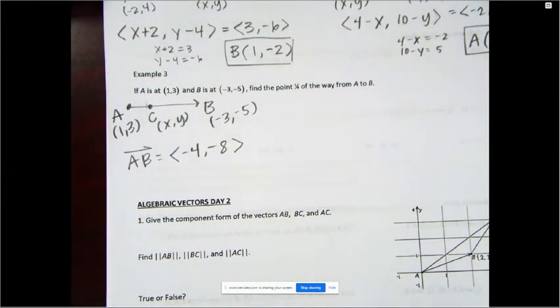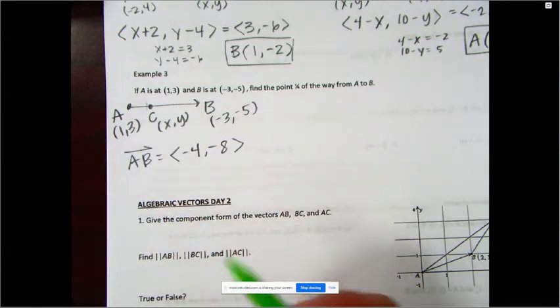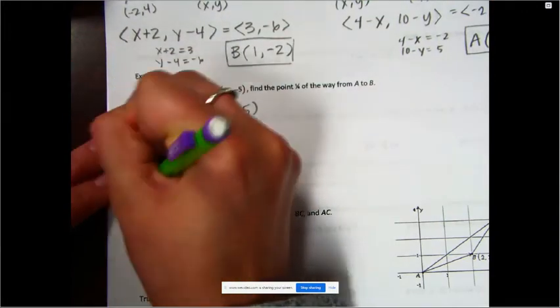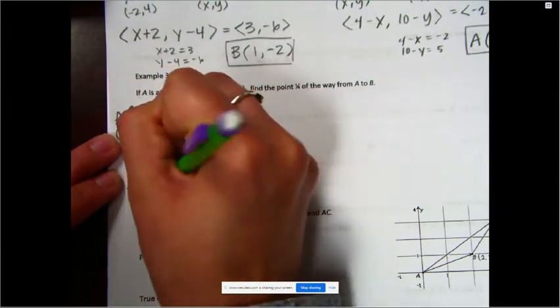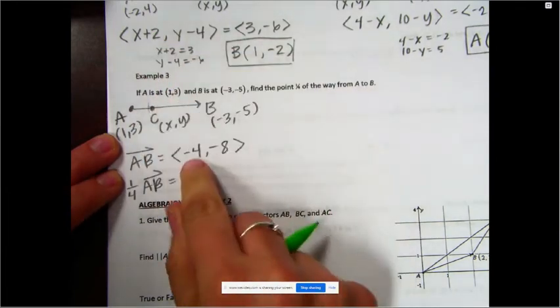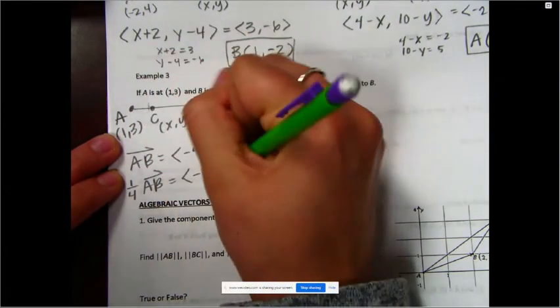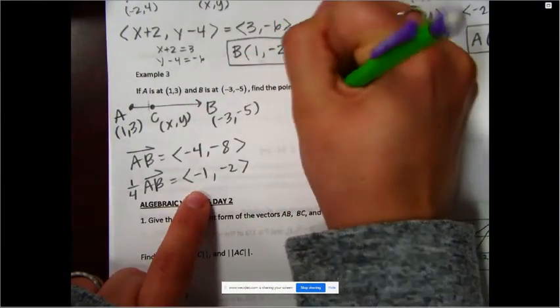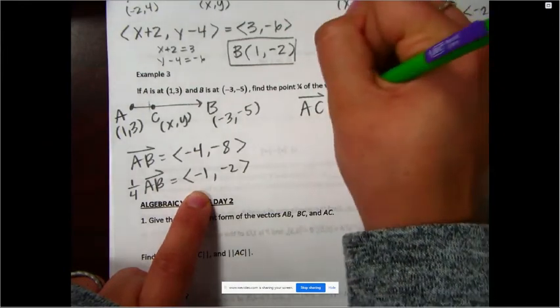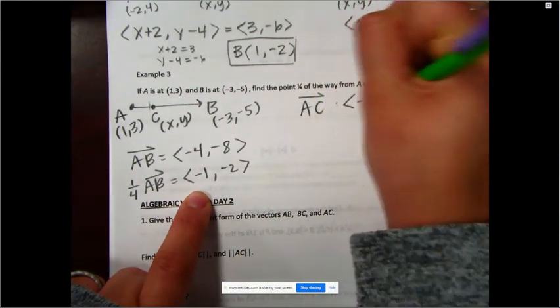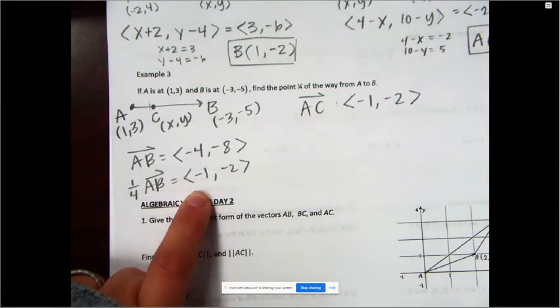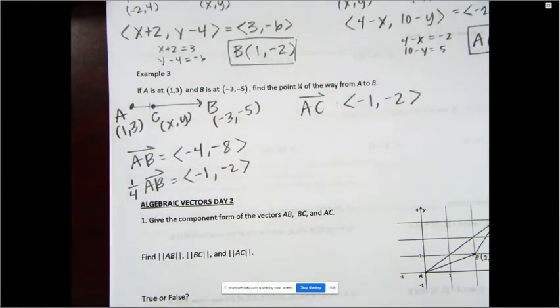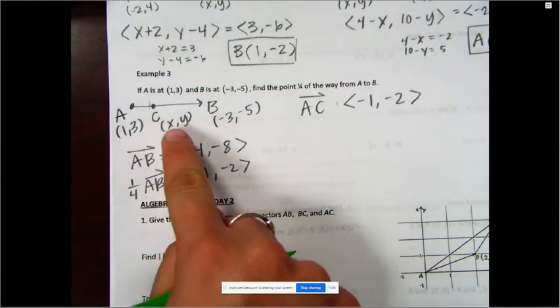However, I don't care about vector AB. I want to know AC. So I need to take a fourth of AB. If I divide it by 4, it'll be negative 1, negative 2. So that means that vector AC is negative 1, negative 2. This did not tell me my answer, though. I want to know who C is.